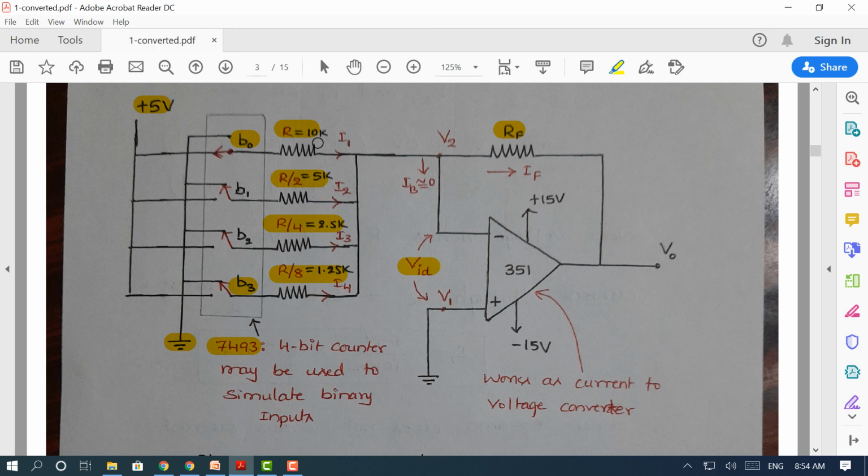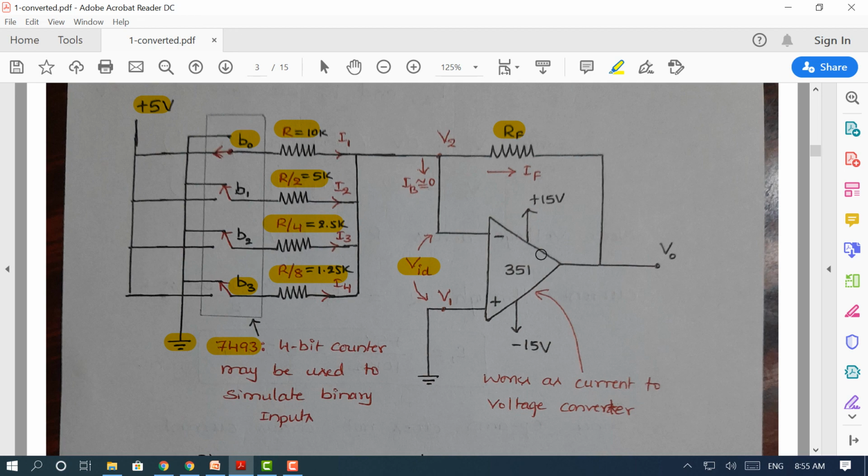Same as here, when the switch B0 is closed, current I1 flows from the supply through to the op-amp. So I1 is the current flowing through branch 1. I2 is the current that flows when the switch B1 is closed. I3 is the current flowing through the third branch when the B2 switch is closed. When it is open, I3 will be 0. Similarly, I4 represents the current flowing through the fourth branch when the switch B3 is closed, connected to the plus 5 volt supply.